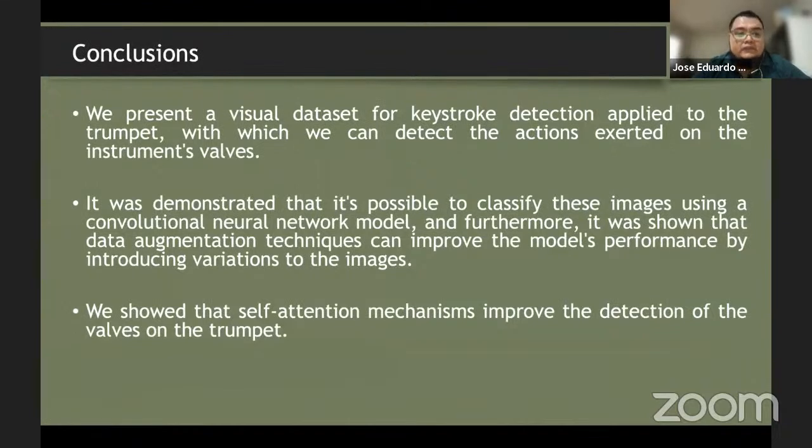So the conclusion of this work is that we presented a visual dataset for keystroke detection applied to the trumpet, in which we can detect the action exerted on the instrument bulbs. It was also demonstrated that it's possible to classify these images using a convolutional neural network model. Furthermore, it was shown that data augmentation techniques can improve the model's performance by introducing variations in the dataset. And finally, we showed that self-attention mechanisms improve the detection of the bulbs on the trumpet.